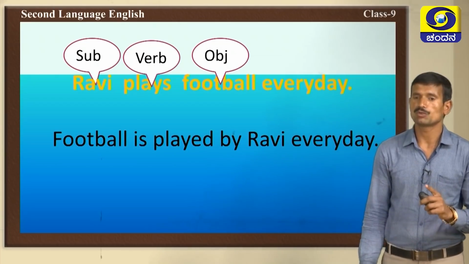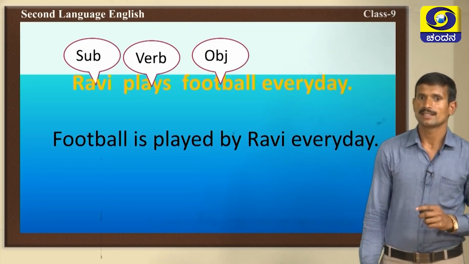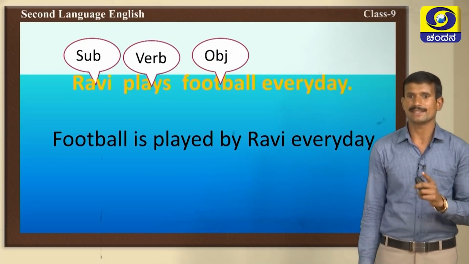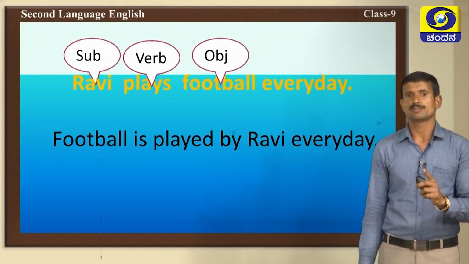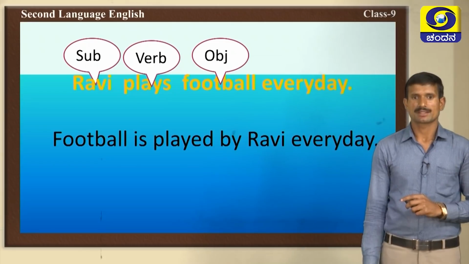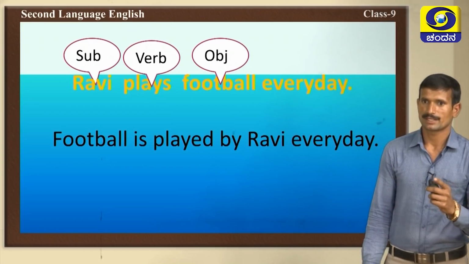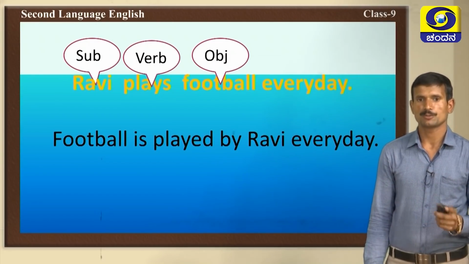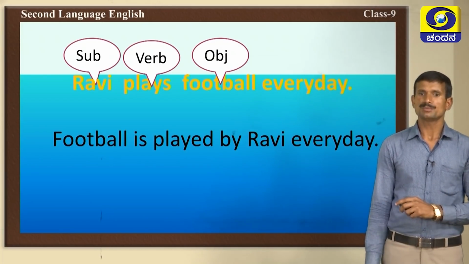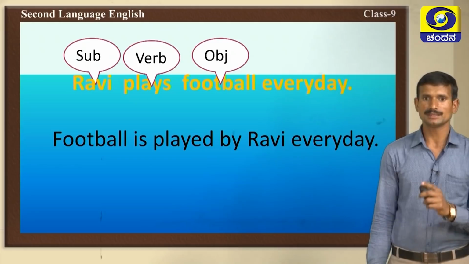But we should consider the verb also. What is the verb? In the active voice, plays is there. The verb plays is a present form. So, we should use is because football is singular and the verb plays is verb 1 form. In the case of third person singulars, we should use is only in the present tense. Yes, football is played. The verb changes into verb 3 form. So, we should use the verb 3 form, the past participle form of the given verb.